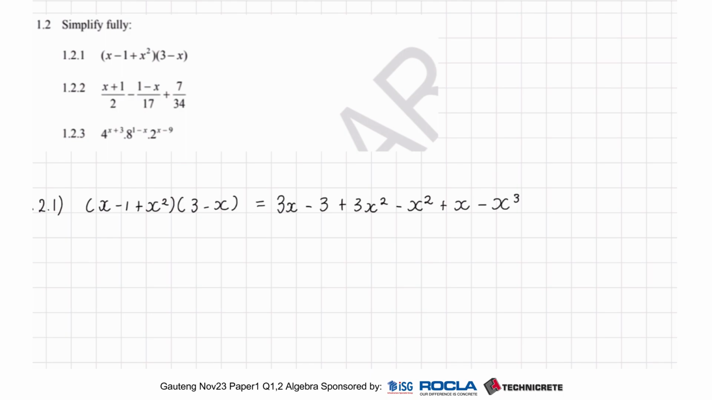Then I'm going to collect my like terms. So I've got this term that's got an x in it, and then this one's got an x in it, so 3 plus 1 is 4x. Then I'm looking at my constants. I've got minus 3, and that's the only one I have. And then my x squares, I've got a plus 3 and I've got a minus 1, so that's plus 2. And then the last one is this minus x cubed.